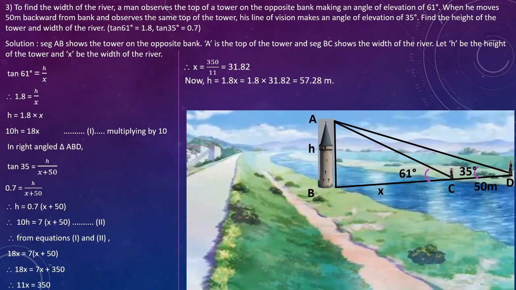Now x is nothing but BC. Let us substitute the value x equal to 31.82 in equation 1. So we have 10h is equal to 18 into x, which gives h is equal to 1.8 into x, which is equal to 1.8 into 31.82, which is equal to 57.28 meters. H is nothing but the height of the tower and x is nothing but the width of the river. So we get both the values: the width of the river as 31.82 meters and h, the height of the tower, as 57.28 meters.